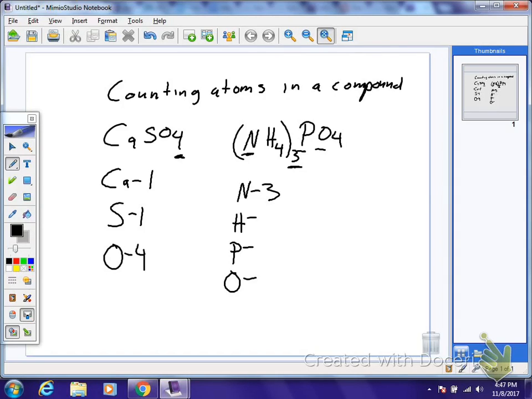Hydrogen, though, has a 4. So then we would take 3 times 4. And when we do that, we get 12 hydrogens. Phosphorus is 1. And oxygen would be 4, since the 4 is behind it. So that's how you would count your particular atoms within a compound.